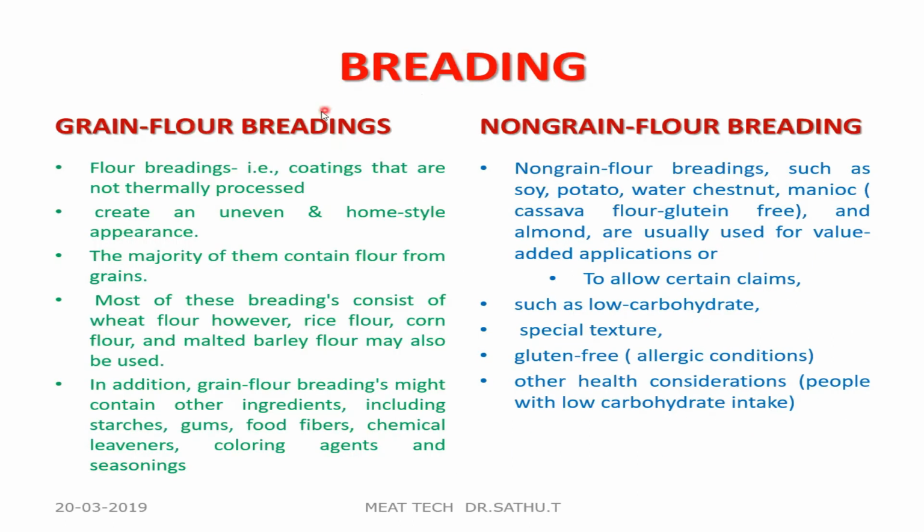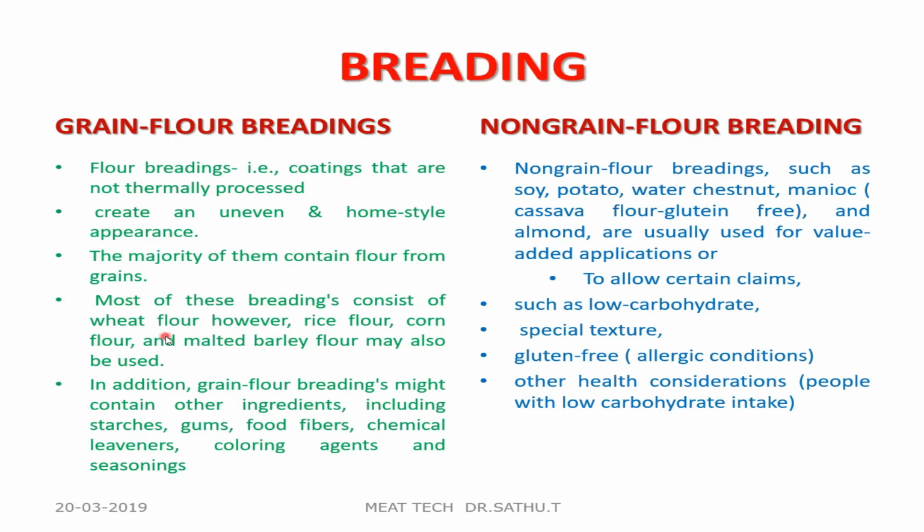The breading materials you can divide into two basically. One is grain based and then there's non-grain based. So grain based flour breading you can use or non-grain flour breadings you can use. The grain based flour breading coatings that are not thermally processed create an uneven and home style appearance. So if you want to have a home style appearance, that is the breaded products that you make at home, for that you can go with the grain flour breadings. The majority of them contain flour from the grains. So basically the flour is produced from the grains.